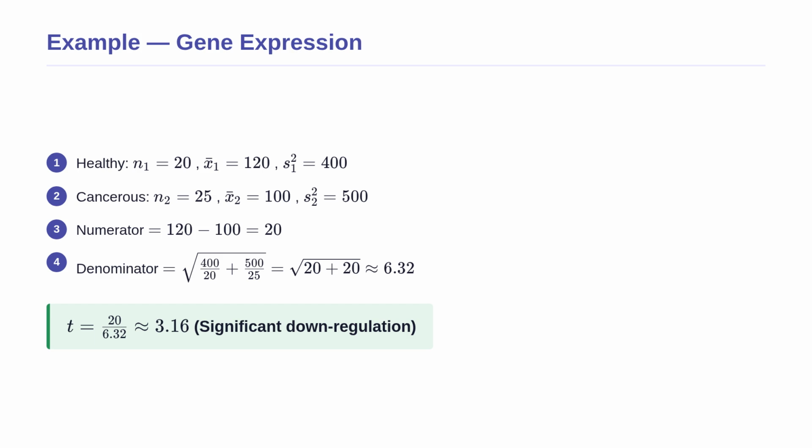We calculate the signal by subtracting the means, giving us 20 units. For the noise, we divide each variance by its respective sample size, giving us 20 plus 20 under the square root. The square root of 40 is approximately 6.32. Dividing our signal of 20 by this noise gives a t-statistic of approximately 3.16. Since this is greater than the common threshold of 2.0, we conclude the gene is significantly downregulated in cancer cells.